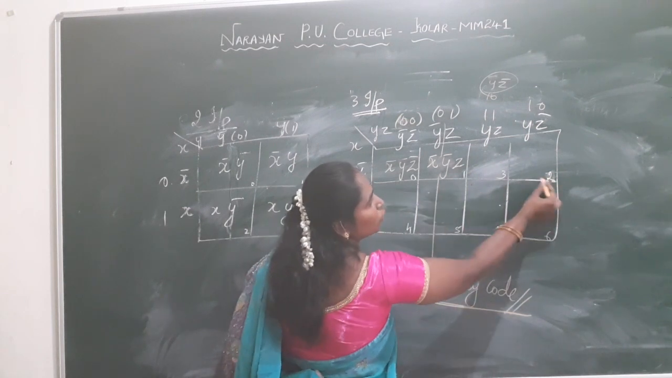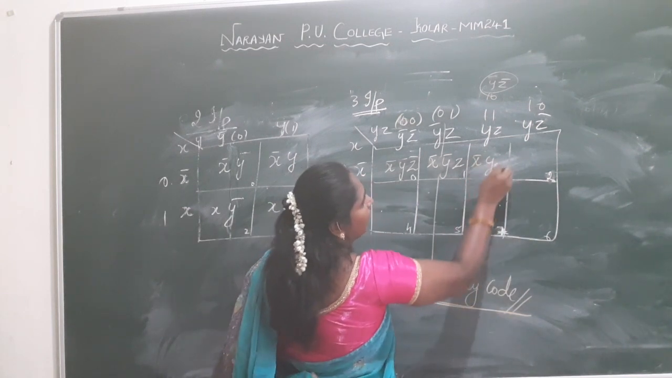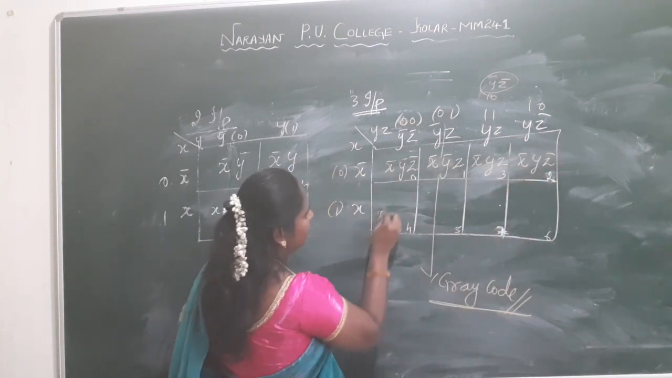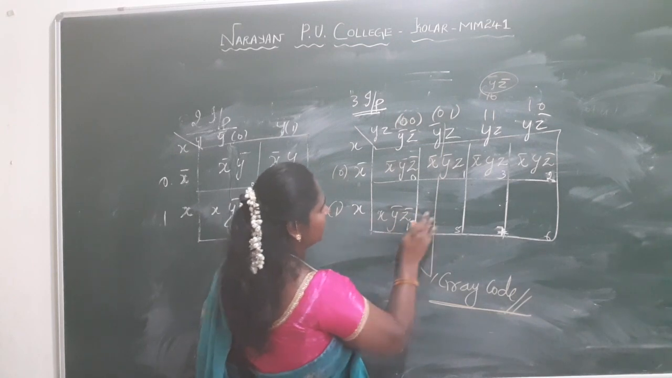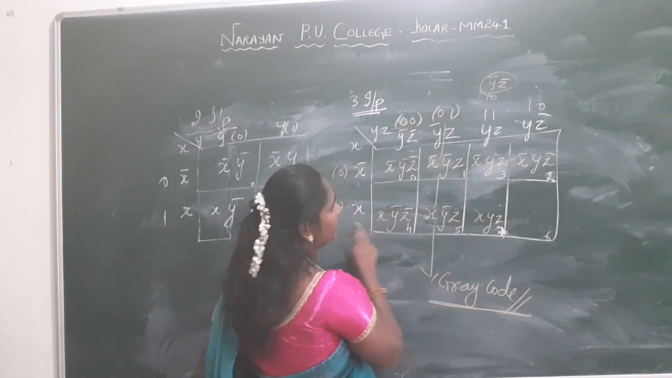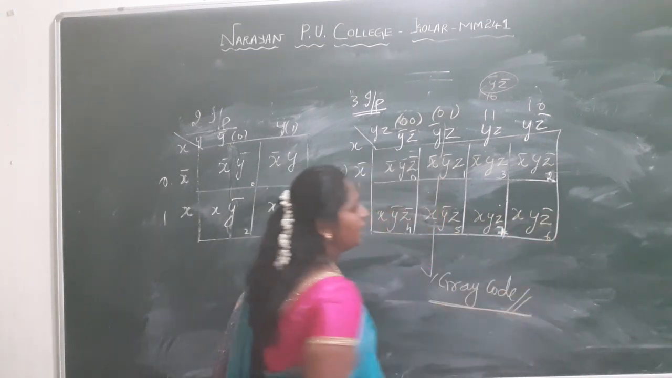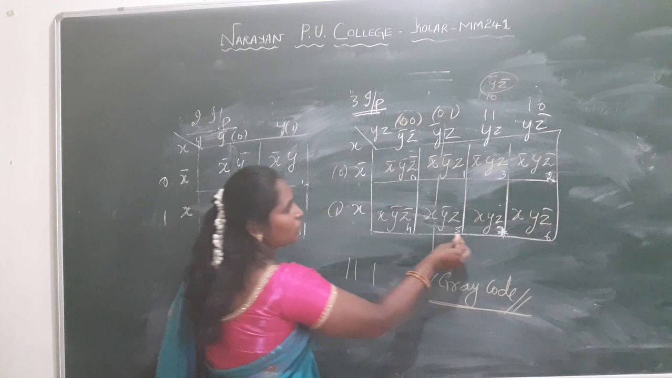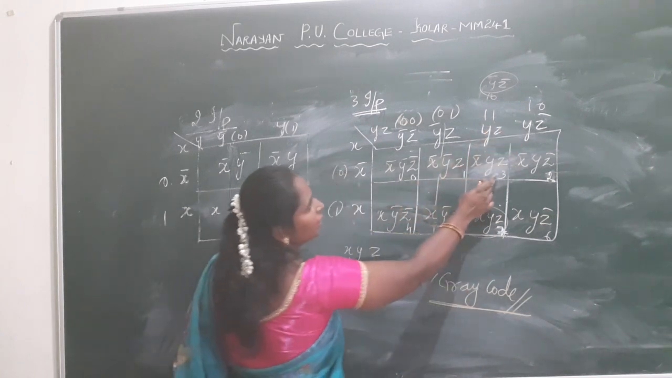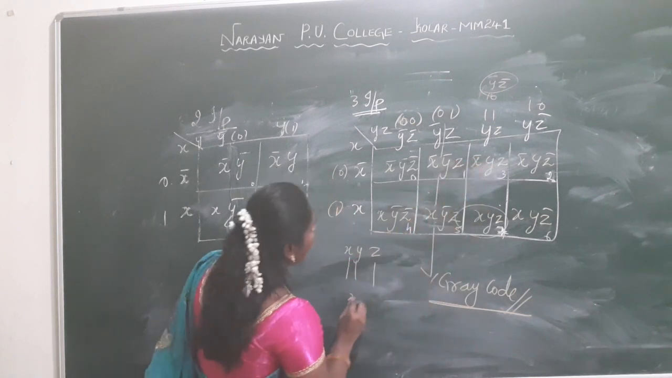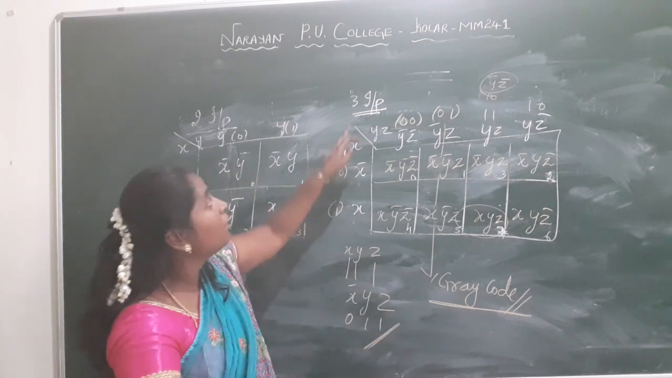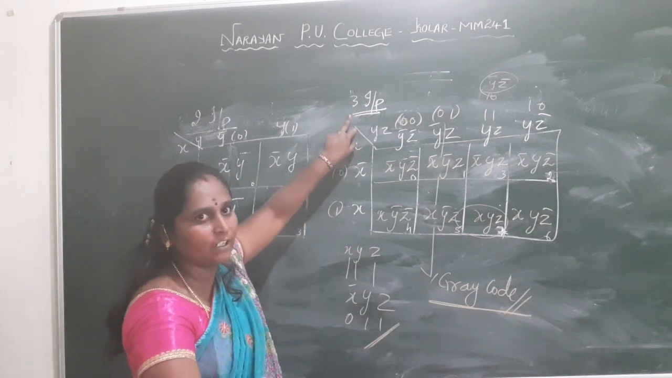So 0 1 2 3. Here x bar y z, next x bar y z bar, next x y bar z bar, next x y bar z, x y z, next x y z bar. See, 7 can be represented as 1 1 1. So you can cross check the value x y z, that is nothing but x y z. Even 3 can be represented as x bar y z, that is nothing but 0 1 1. So this is the possible representation for 3 inputs.